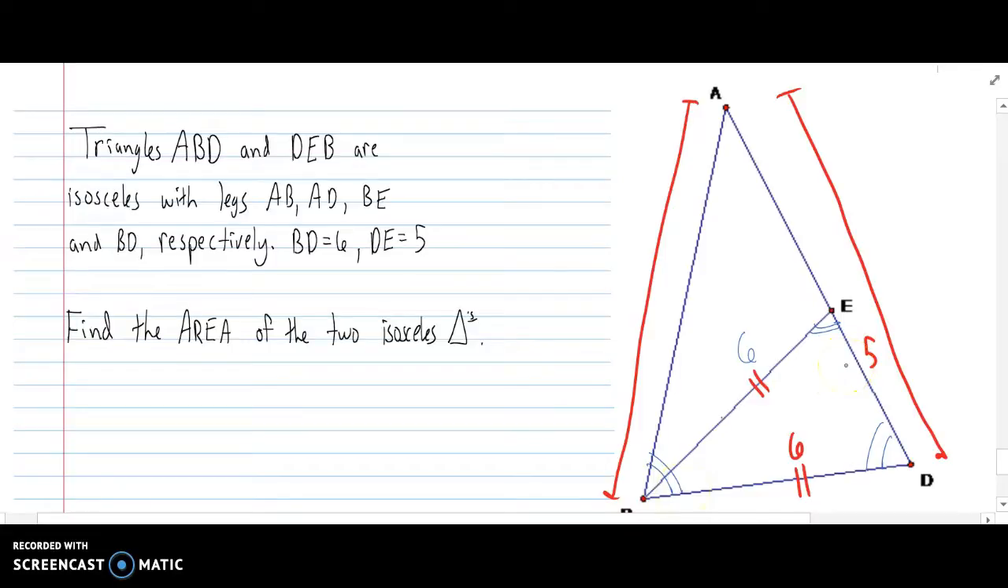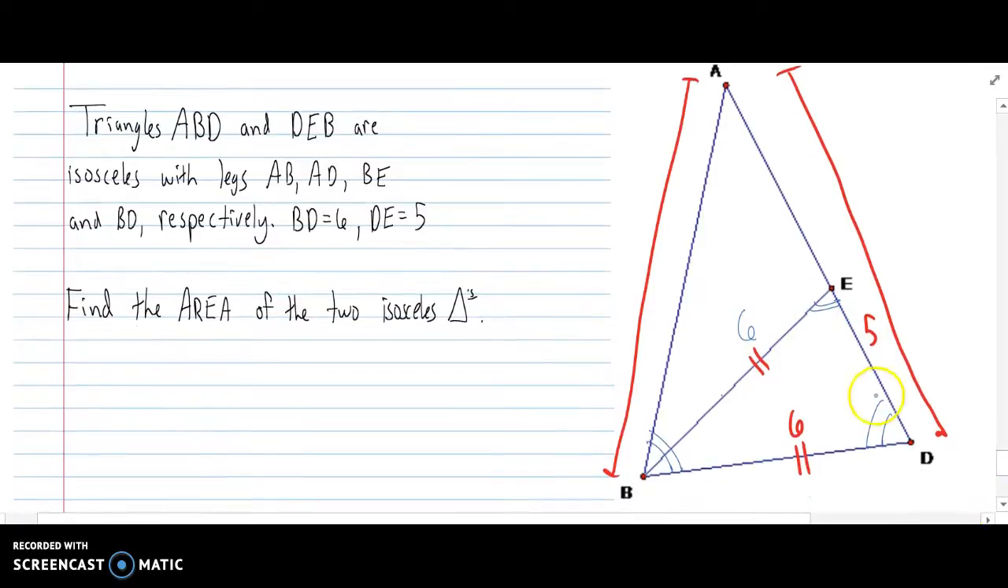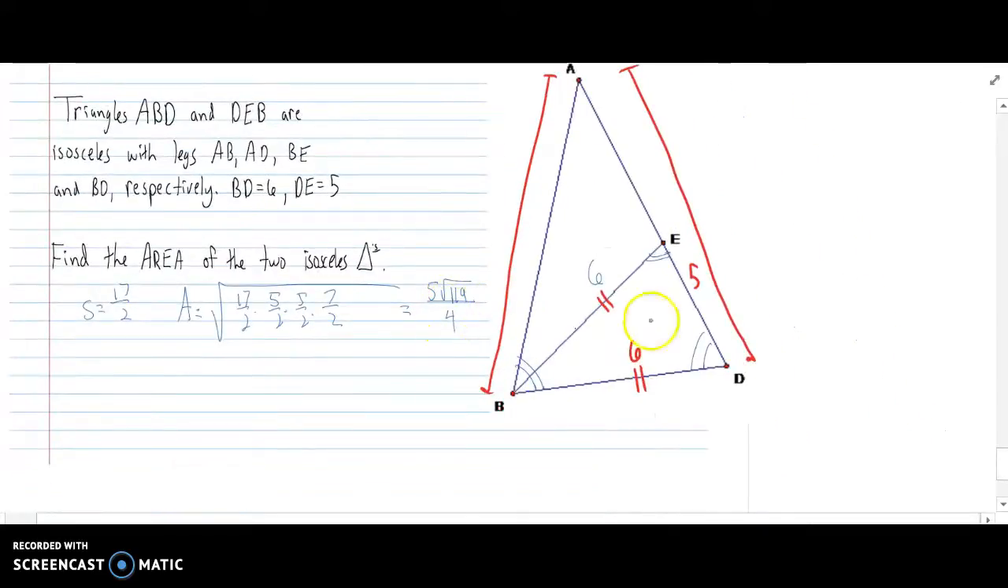We have similar triangles. Because in the smaller triangle we have all three sides, we can use Heron's formula to find the area of this. So for that small triangle, we can calculate the semi-perimeter. 6 plus 6 plus 5 divided by 2 is 17 halves. Then use Heron's formula to calculate that area. And here's our area for the small triangle, triangle BED.